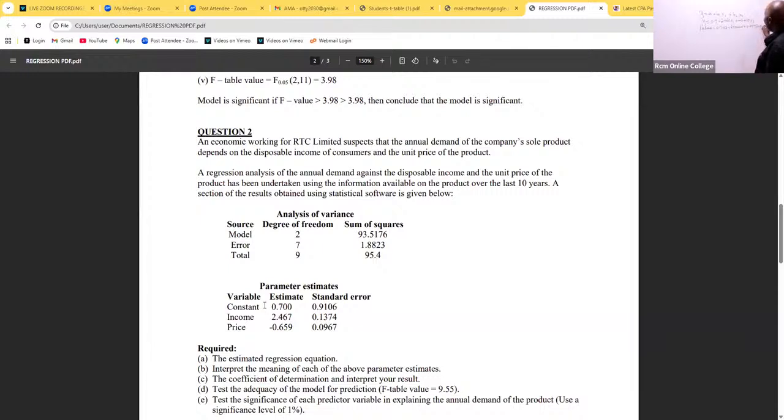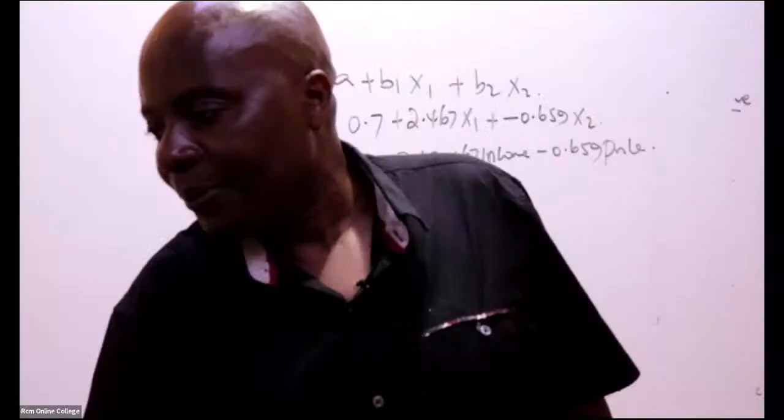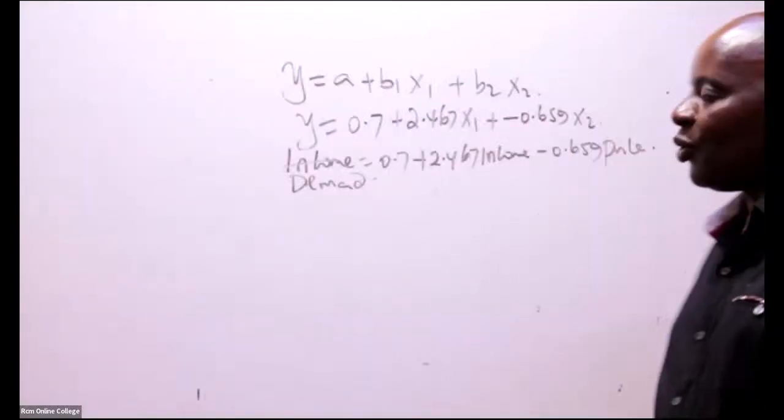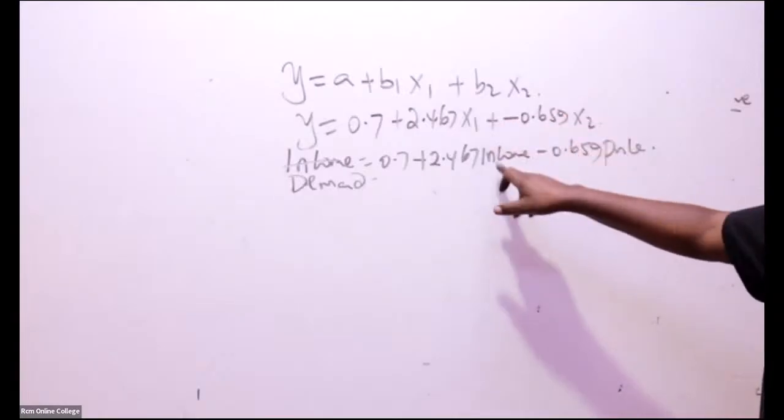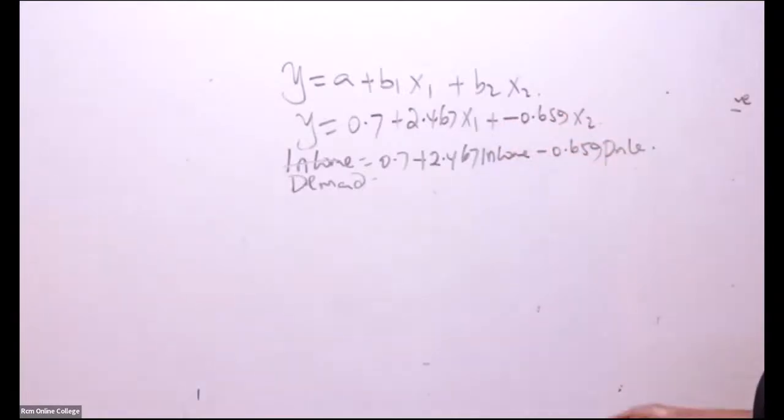So y is not income. An economist working for RTC Limited has annual demand, so this y is annual demand. This is what was expected of you in Roman 1. You can either leave it like this, with the plus and minus signs, or you can put in the variables like that.